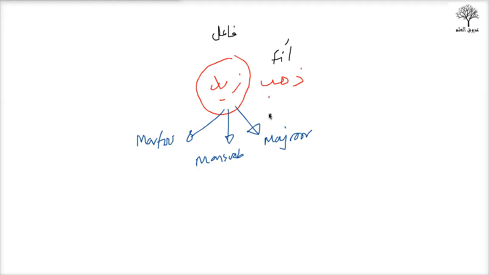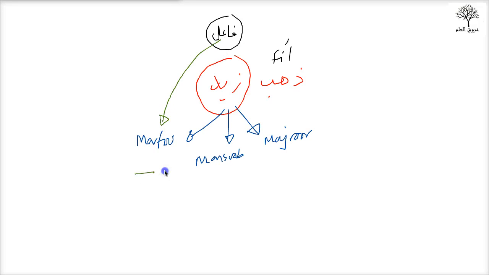If I said to you, who went? Who is the doer? You would say to me, it's Zayd. Zayd is the doer. What that basically means is that you've placed Zayd into one of these three buckets or boxes. The rule is that every single doer belongs to the marfu family.